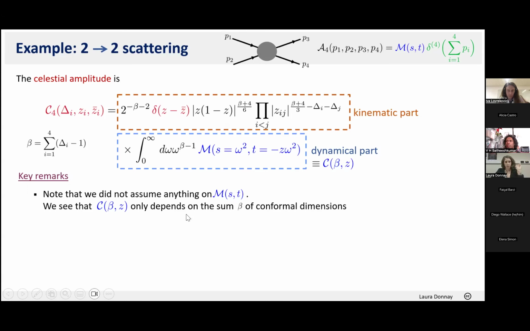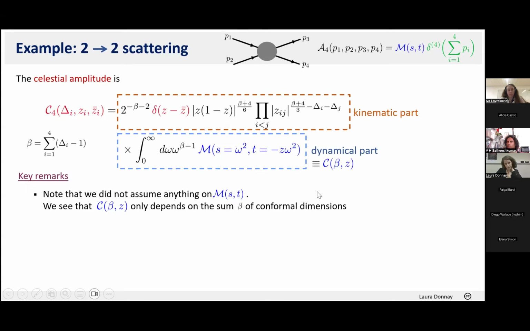So some key remarks: notice that what I haven't assumed in this computation makes it pretty universal, because we didn't assume anything on the details or the theory we were working with. I just assumed that there were some massless scalars, but I didn't say in which theory they are. Even if this is computed perturbatively or non-perturbatively, this is valid regardless of that.